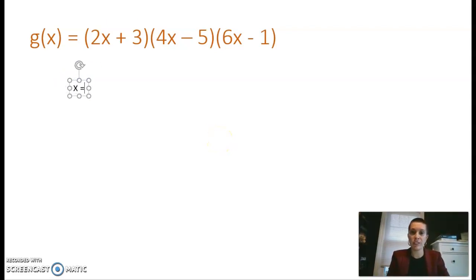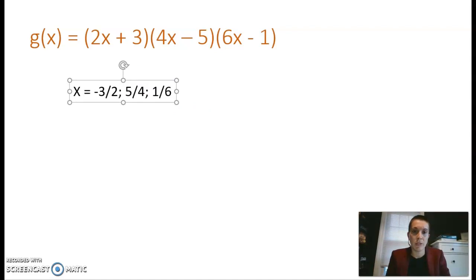So your first intercept should have been -3/2. Your next intercept should have been +5/4. And your third intercept should have been +1/6. So hope you all got that. Again, that should have been review. So we are going to move on. So these are our intercepts, right?